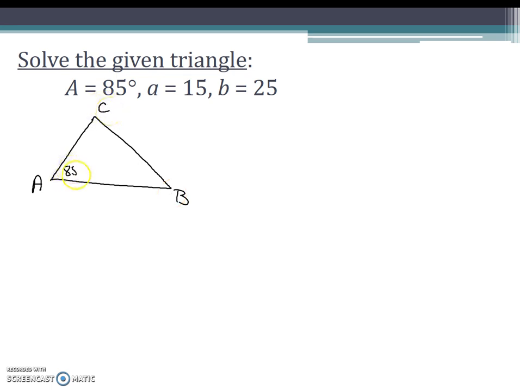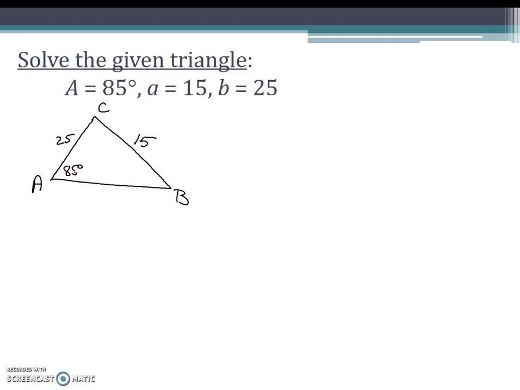So we've got an 85-degree angle here. We've got the opposite side, A, and little a are opposites, of course. And little b is 25. And usually we start off by saying, well, let's find all the angle measurements, but we only have one this time, so we can't just jump right into that.